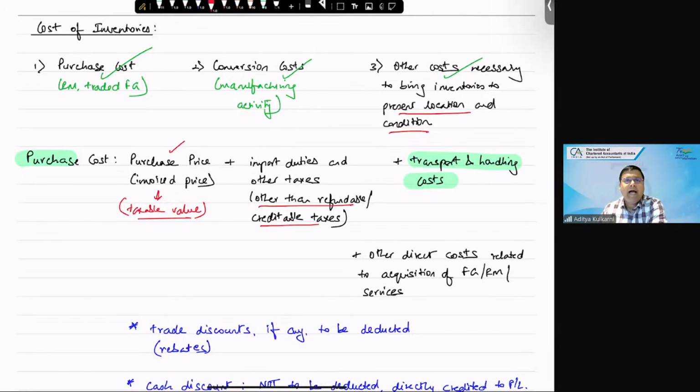Plus transport and handling costs, freight inward, handling charges, loading, unloading, all of them put together will be your cost, plus any other direct costs related to acquisition of finished goods, raw materials, or services. So all these things put together will become your purchase cost.